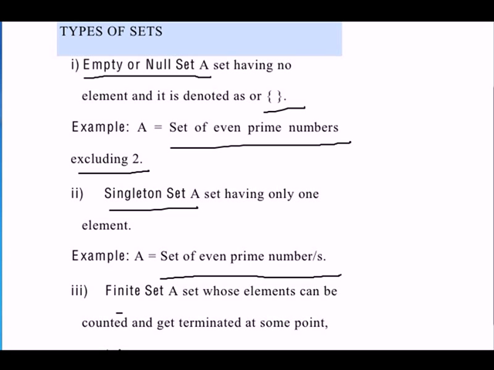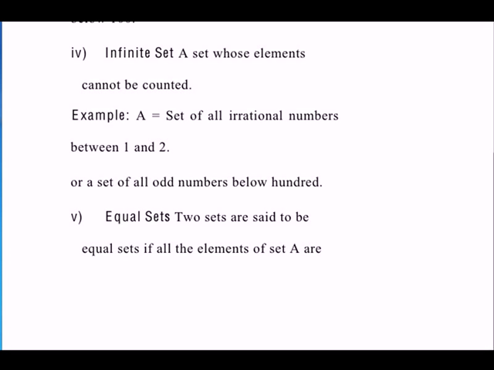Then we have finite sets whose elements can be counted and are finite. And as a corollary to the finite set, we have the infinite set. An example could be the set of all irrational numbers between 1 and 2.